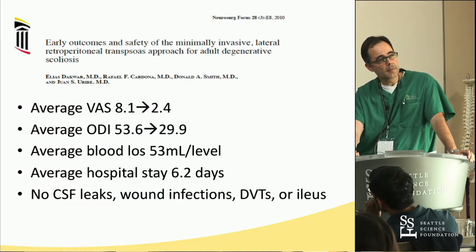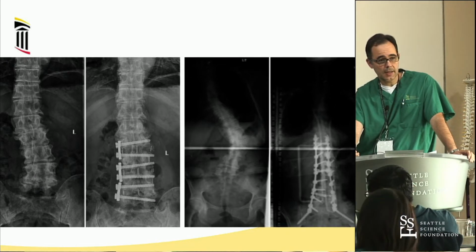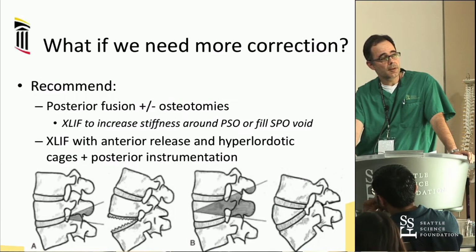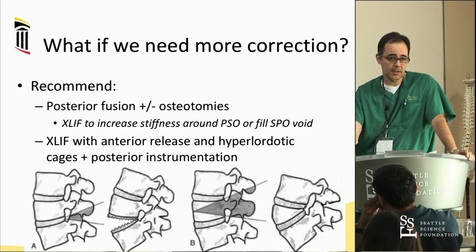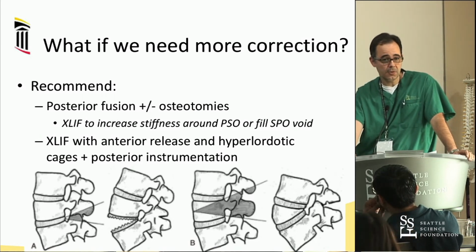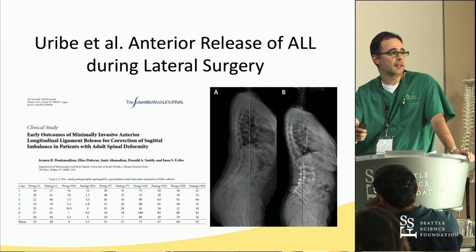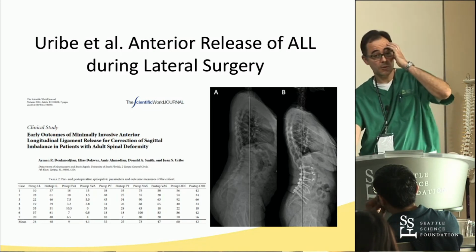So you can achieve good coronal correction in the absence of anterior column release. This is Juan's paper. What if you need a greater amount of correction? Anterior release provides you with that opportunity to get a substantial correction just by doing a one-level ALL release. So here is another one of Juan's papers showing the success of restoration of sagittal alignment when you do an ALL release.